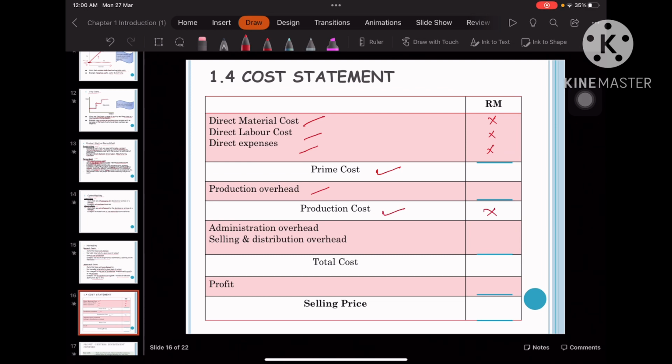After we get the production cost, we add other costs or period costs, admin, selling, and distribution overhead. So we get the total cost. Alright, after we get the total cost, we can set a certain profit range that we want. We add this profit, and we are going to get our selling price. So this is the way the selling price should be set.